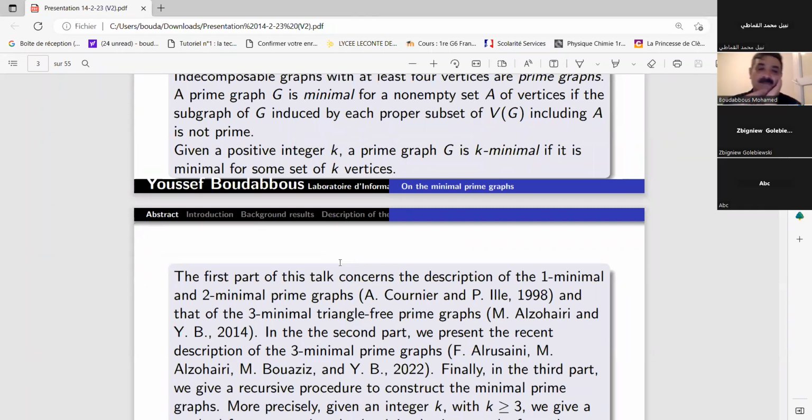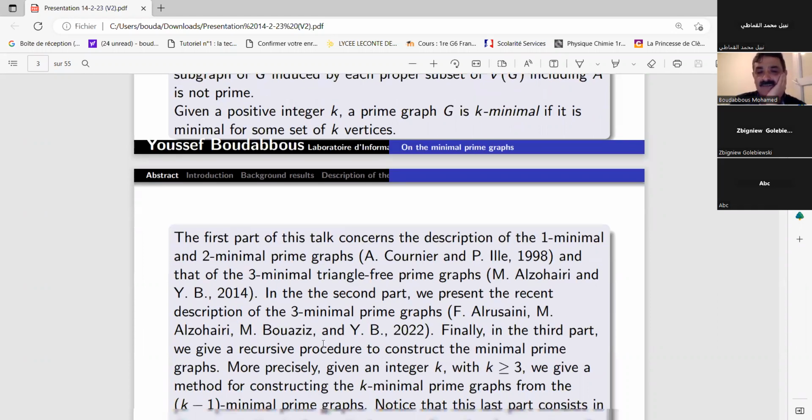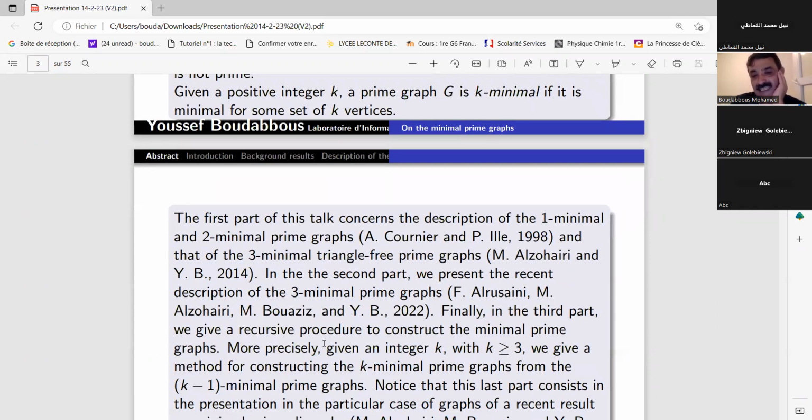Finally, in the last part, we give a recursive procedure to construct the minimal prime graphs in general. Thus, we give a procedure to obtain the K-minimal prime graphs from the K minus 1 minimal prime graphs. This part is extracted from a recent paper by Al-Zuhairi, Youssef Bouaziz, and myself, which is in the general case of diagrams. Notice that even the results of Hill and Cornet concern diagrams.